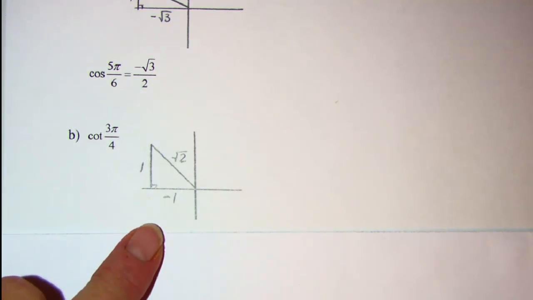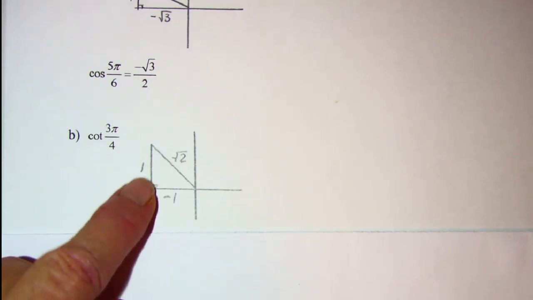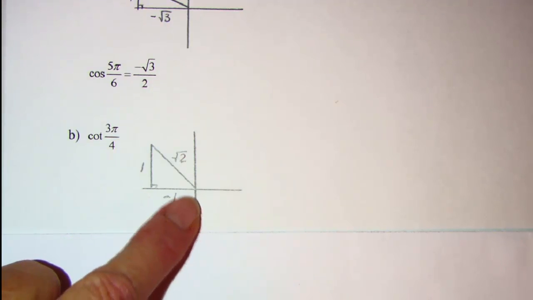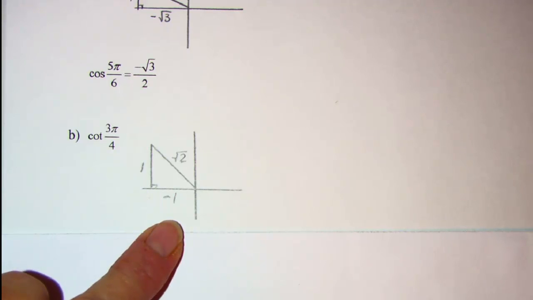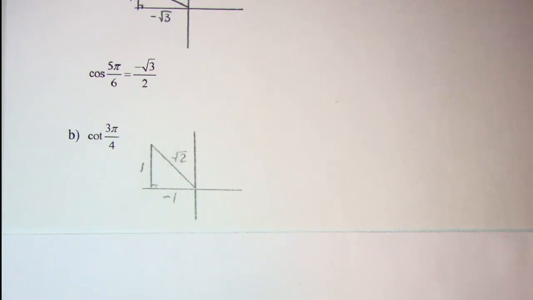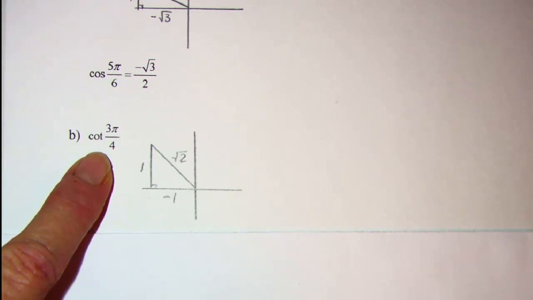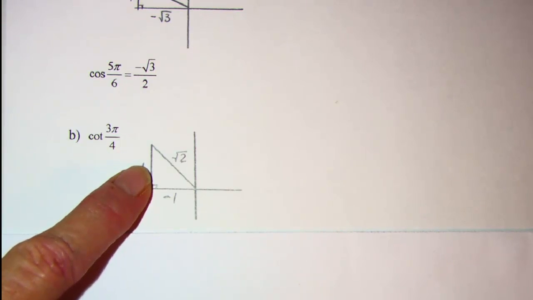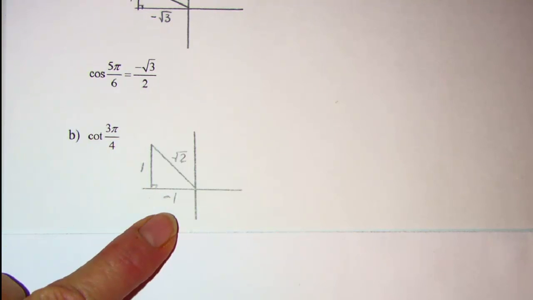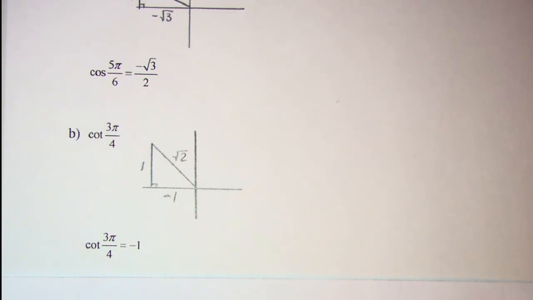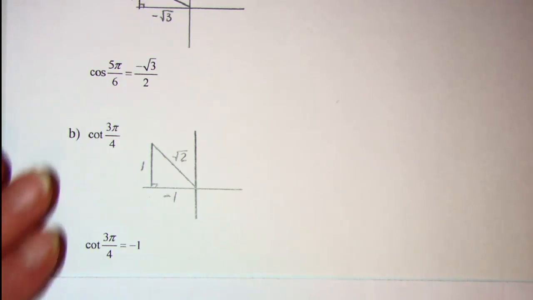If we put the sides in on this reference triangle, this side is up above the x-axis, so it's a positive 1, and then the horizontal side is a negative 1, and our hypotenuse can be square root of 2. Cotangent we know is the reciprocal of tangent. Tangent would be a positive 1, opposite over adjacent, so positive 1 over negative 1. The reciprocal of that, which is cotangent, would be negative 1 over positive 1. So our cotangent of 3 pi over 4 is negative 1. Do another one.